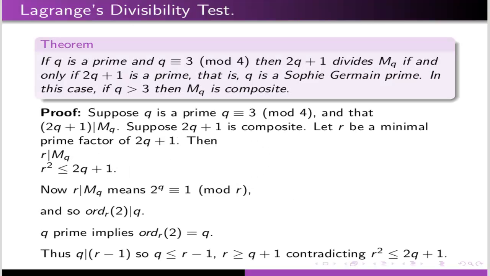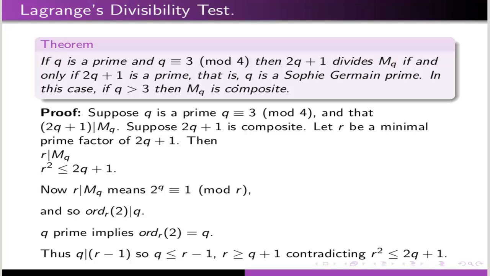Okay, this is an interesting test for the Mersenne numbers. Not only will it reveal that a Mersenne number is composite, it actually yields a factor. It tells us an explicit factor of the number. So it goes like this. Suppose Q is a prime congruent to 3 mod 4. Then 2Q plus 1 divides the Mersenne number MQ if and only if 2Q plus 1 is a prime. That is, Q is a Sophie Germain prime.